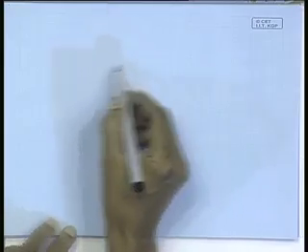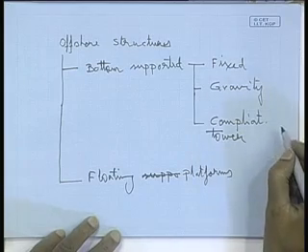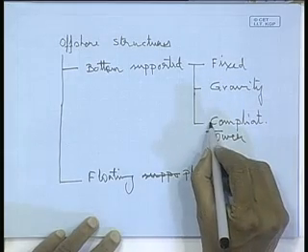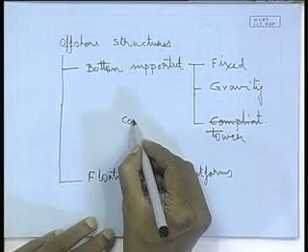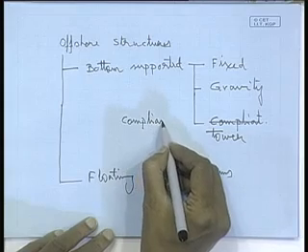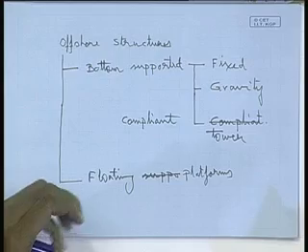So very shallow depth operations, these are feasible. Gradually people looked, as I said, into deeper and deeper seas. So there came the concept of the compliant tower. Compliant tower, schematically it is something like this. There is also a bottom supported platform which is referred to as compliant. I am writing this side. Compliant tower means it complies with the waves.